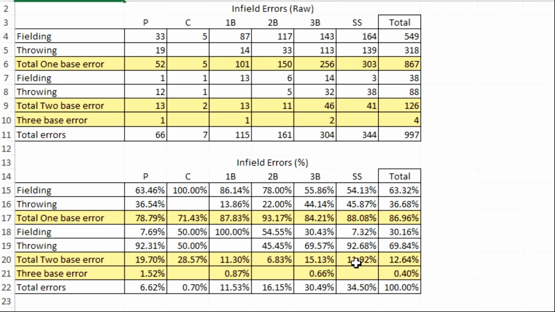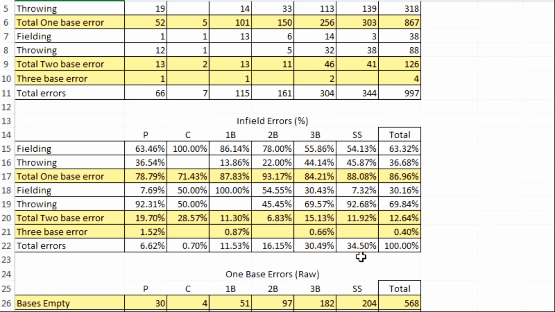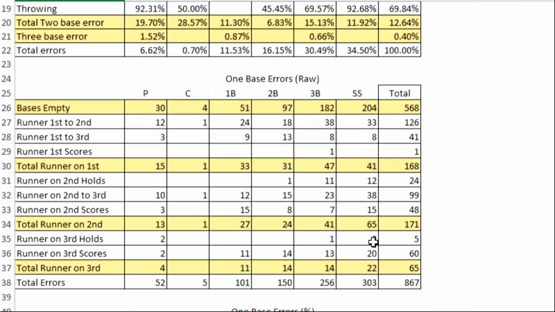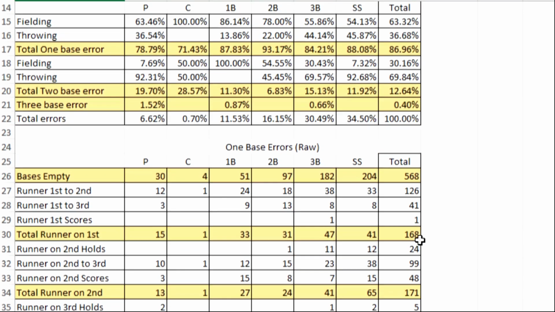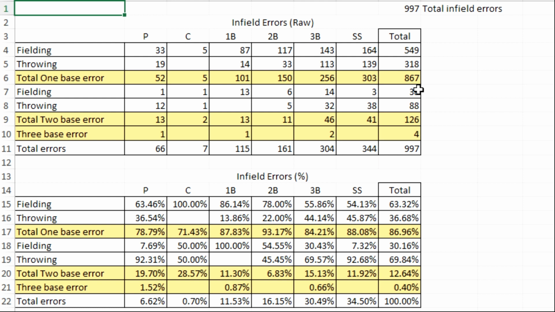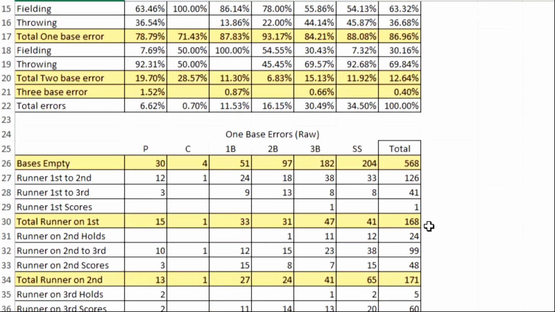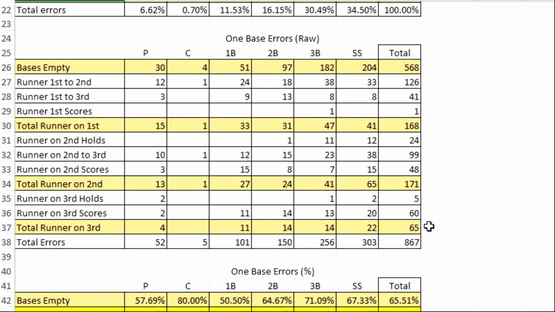Are there games that don't follow that rule? Are there games where the runners advance a different number of bases than the number of bases that the batter gets on the error? Let me know in the comments if that's the case, because if we look at the data here, we're going to be surprised if we're expecting that. So here's the raw data for one base errors, which, remember, there were 867 one base errors. Now, a majority of those were with the bases empty.